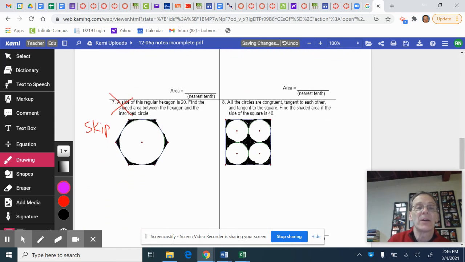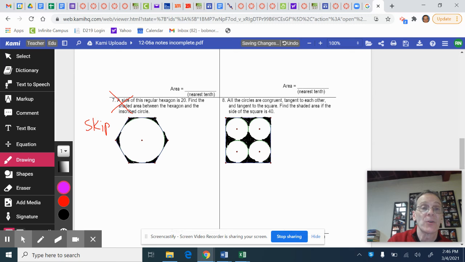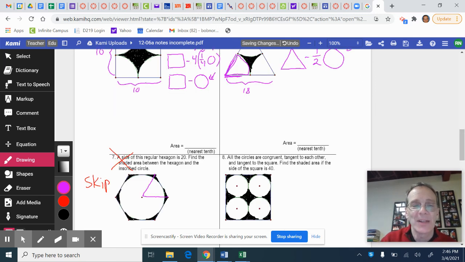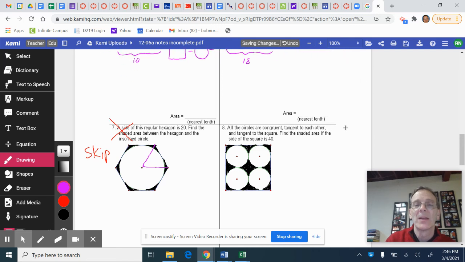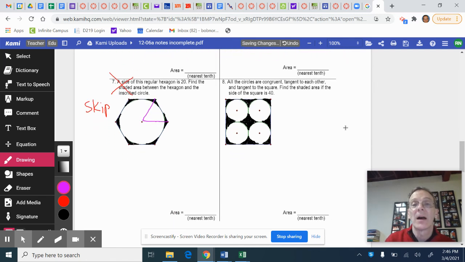Number 7, I want you to skip because it involves a regular hexagon. And I don't want to bother trying to help you figure out how to find the area of a regular hexagon, although it's not that big of a deal, but I'm just going to skip it. If you want to try it and impress me by turning in your work for this. But, well, I posted that you're going to see the answers anyway. Never mind. Don't even bother. Number 8, last problem of this kind.